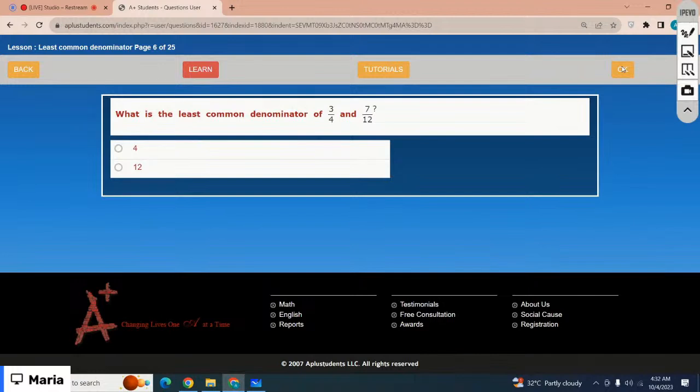What is the least common denominator of 3 over 4 and 7 over 12? Which is the correct option? Very good. That would be 12. The correct option is 12.